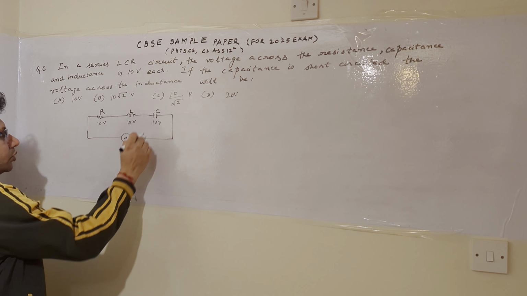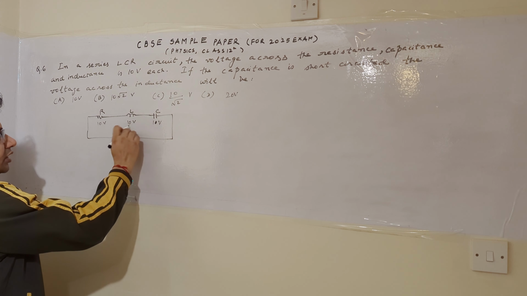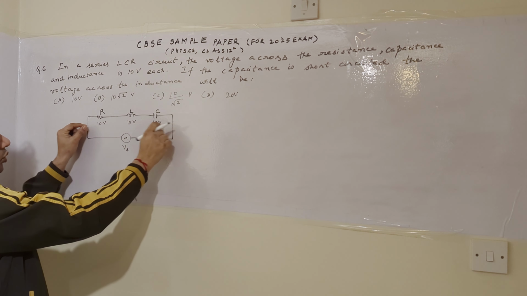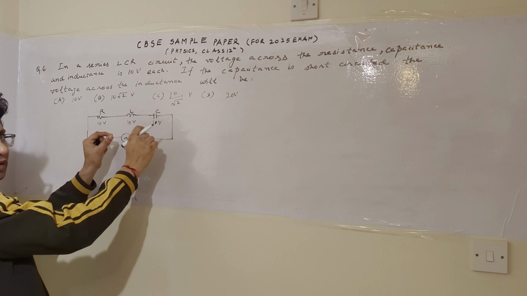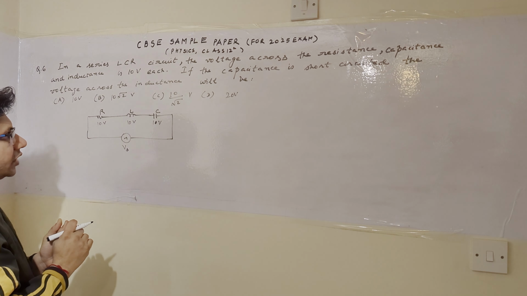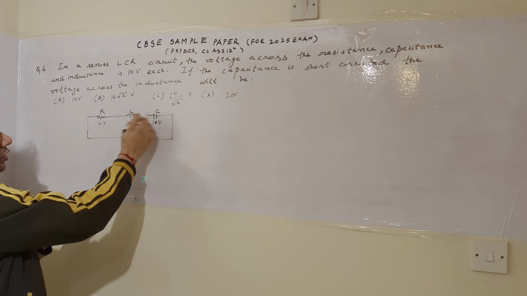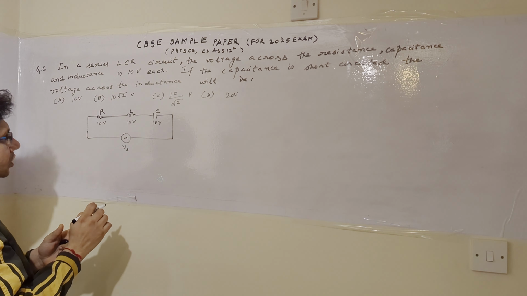Now it is important to note that these 10 volts are out of phase. So we cannot add them up like 10 plus 10 plus 10, like 30. This is an error because there is a phase difference. There may be a phase difference between L and C.